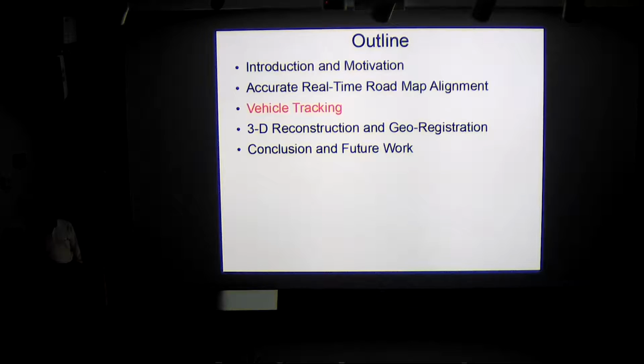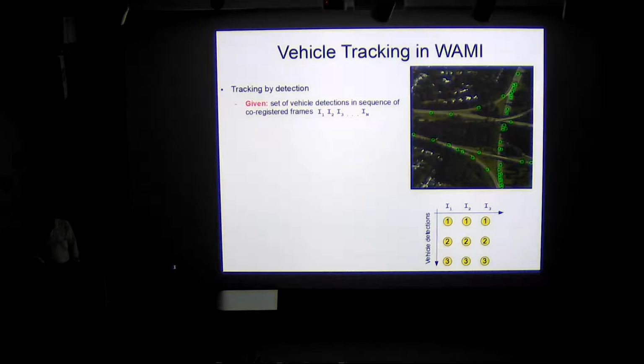The next stage, I'll talk about vehicular tracking using the road network in this setting. I already highlighted some of the challenges for tracking in this setting. You really do not have much appearance information. You cannot say this vehicle is the same one from one frame to the next. This is what you refer to as tracking by detection. You're given a set of detections identified by their locations in a series of co-registered frames, and your job is to associate the hypothesis tracks by associating these detections across the set of frames.